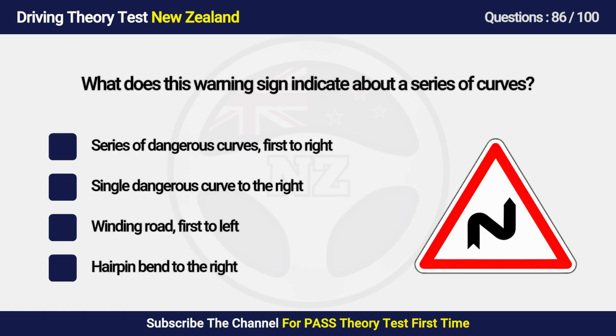What does this warning sign indicate about a series of curves? A. Series of dangerous curves, first to right. B. Single dangerous curve to the right. C. Winding road, first to left. D. Hairpin bend to the right.